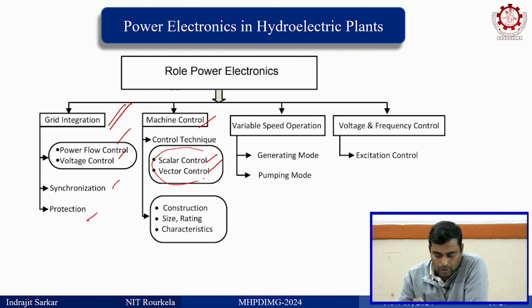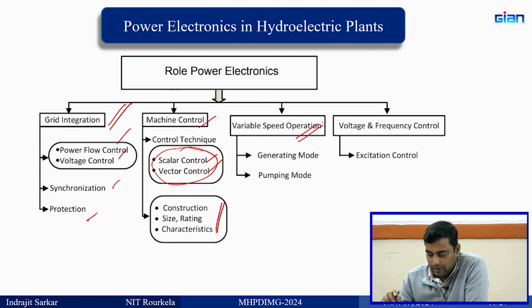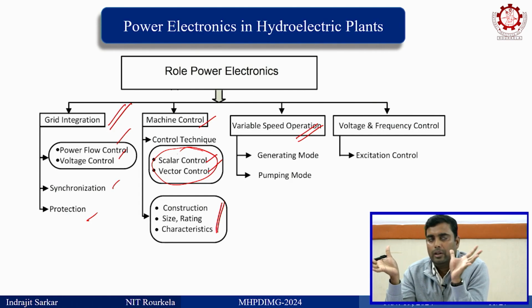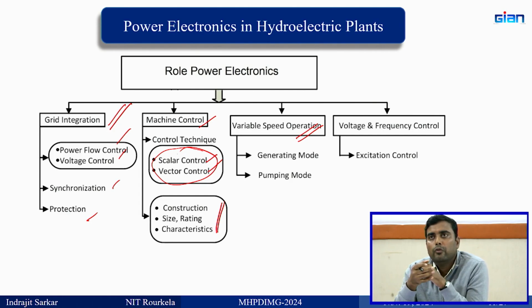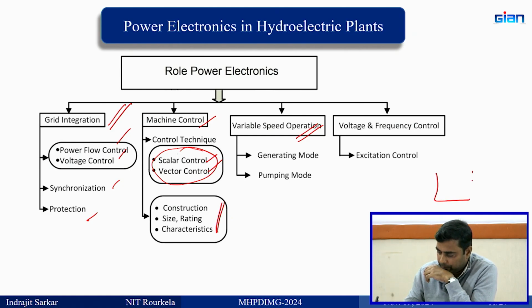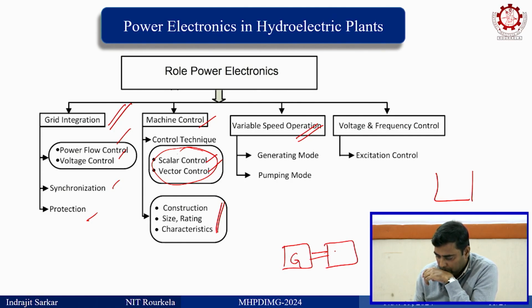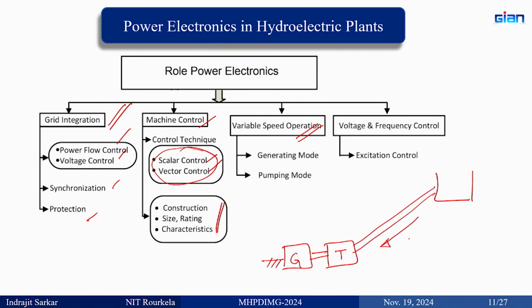So, how are we going to control? These are the two methods, and then the construction of the machine. Then variable speed operation. If you take a pump storage hydroelectric plant, then what you have is a reservoir. When you need power, you use that reservoir water. So you have a tank and a turbine generator set, and you take water from here. This is the water flow, so generating mode.